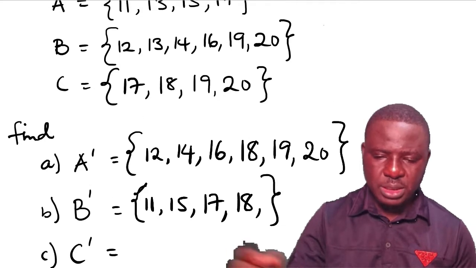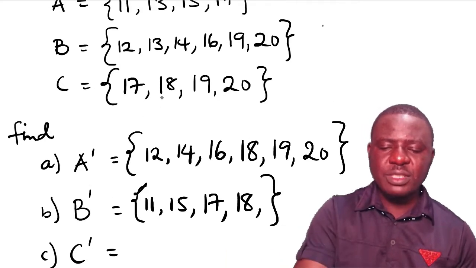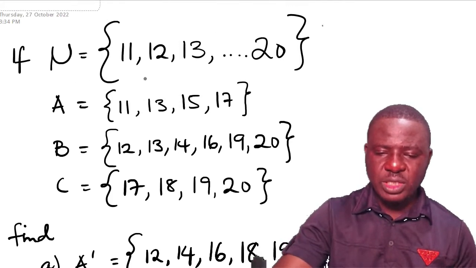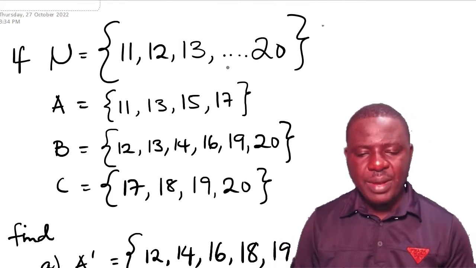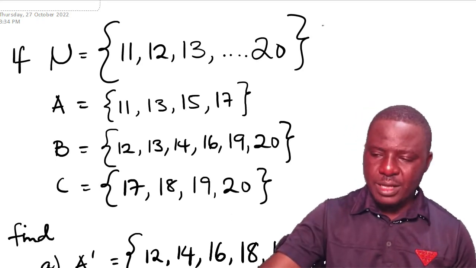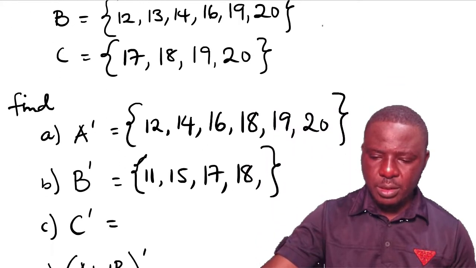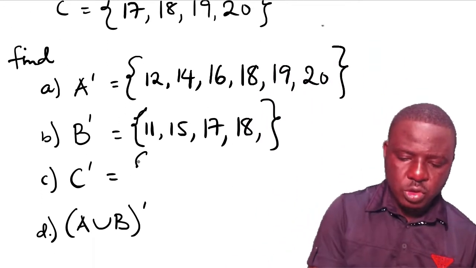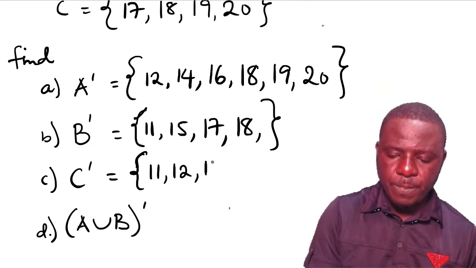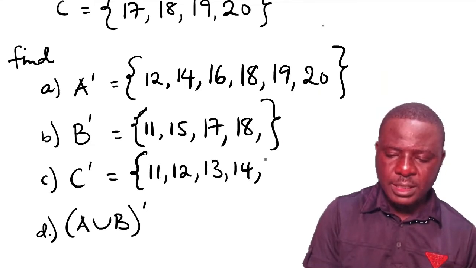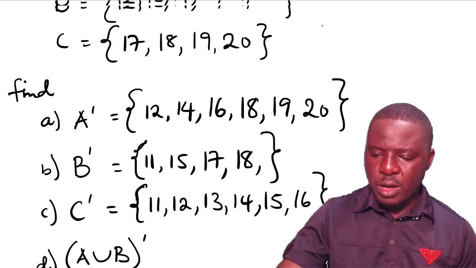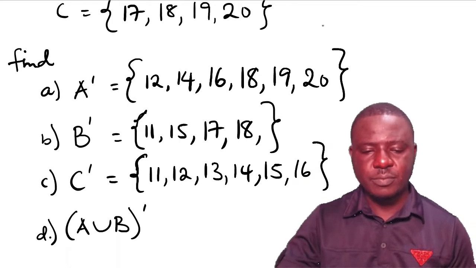While for C complement, in C, we have elements 17, 18, 19, 20. So when you compare it with the universal set, you will discover that elements from 11 to 16 are not in C. So these are said to be the elements of C complement. So we have elements 11, 12, 13, 14, 15, and 16 as C complement.